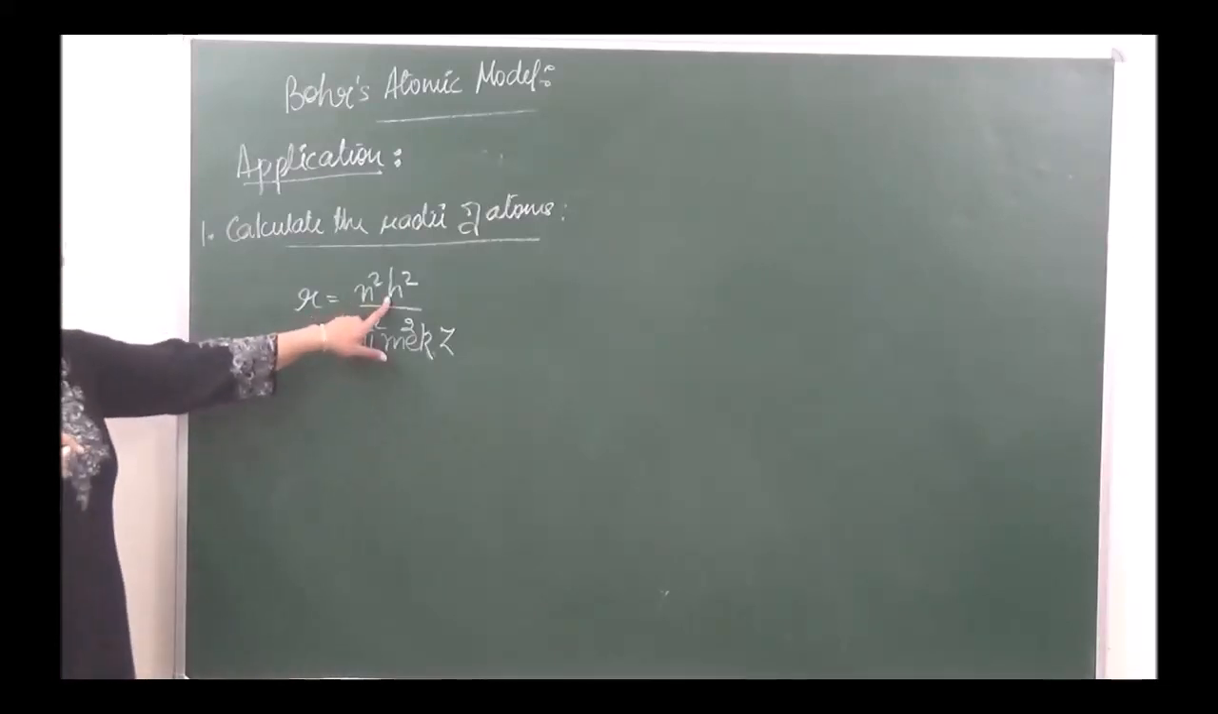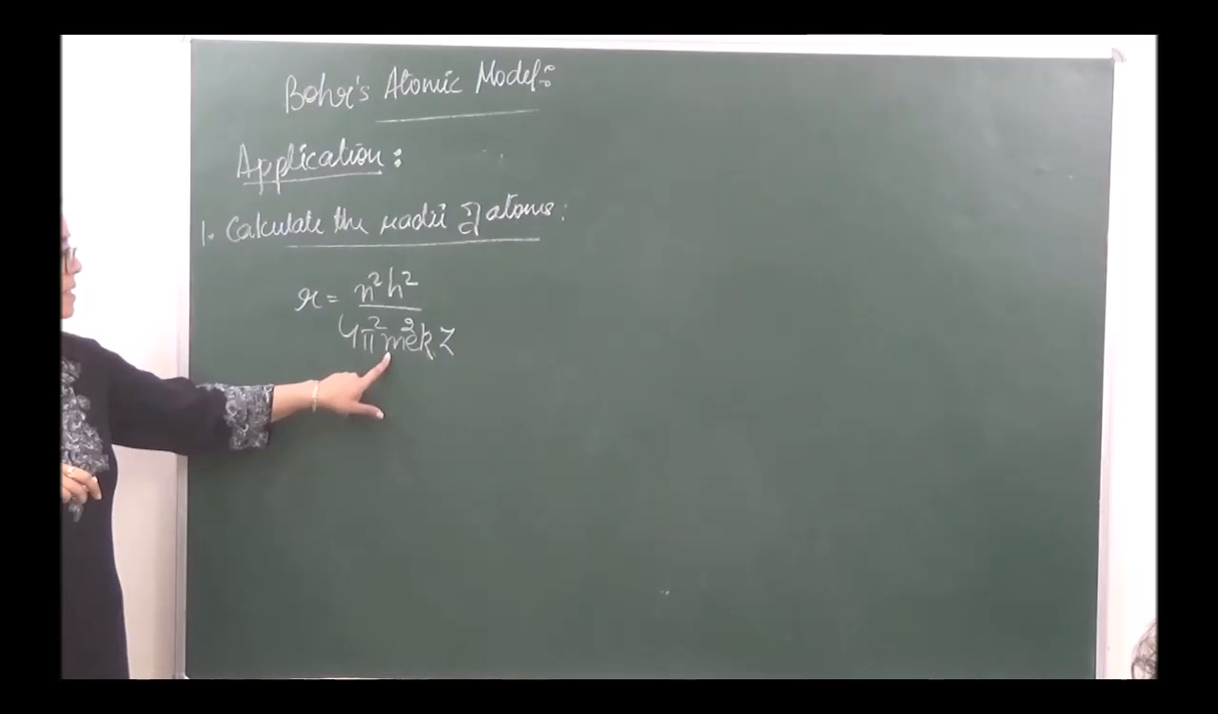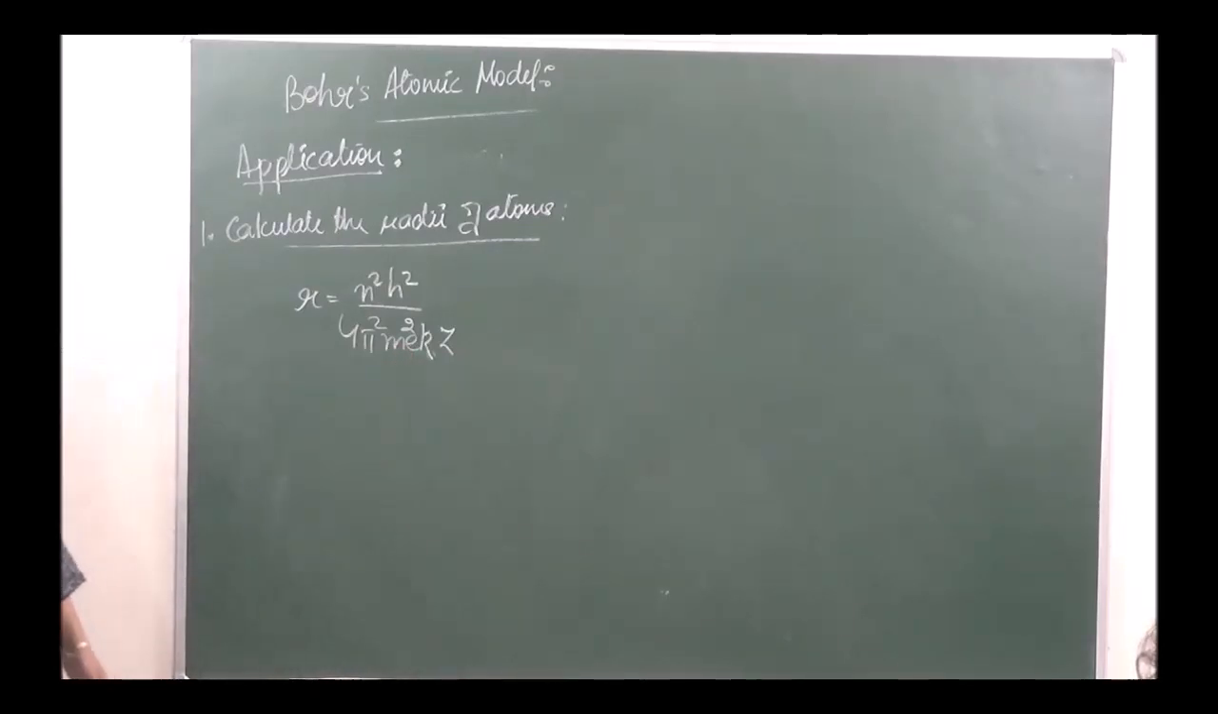H is the Planck's constant. The value of pi we know is 3.14. M is the mass of the electron. E is the charge on the electron. Z is the atomic number. And K over here is what? I have forgotten. Wait, let me see. They have not given it, that is why I have forgotten.